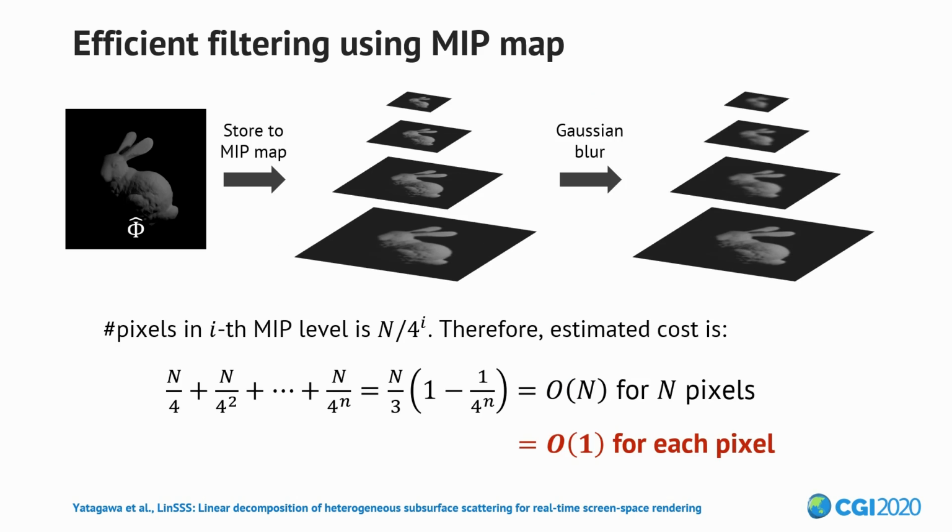When constructing the MIP-map, all we need to do is filter the image sequence in which the image size gets smaller and smaller. Therefore, the overall computational cost for the filtering is given as the sum of the geometric series. Now, the geometric ratio of the series is 1/4 because the size of the image at the higher level is 1/4 of the image at the lower level. Therefore, the overall cost for filtering is at most order n for an n pixel image, and the cost for each pixel will be at most order 1.